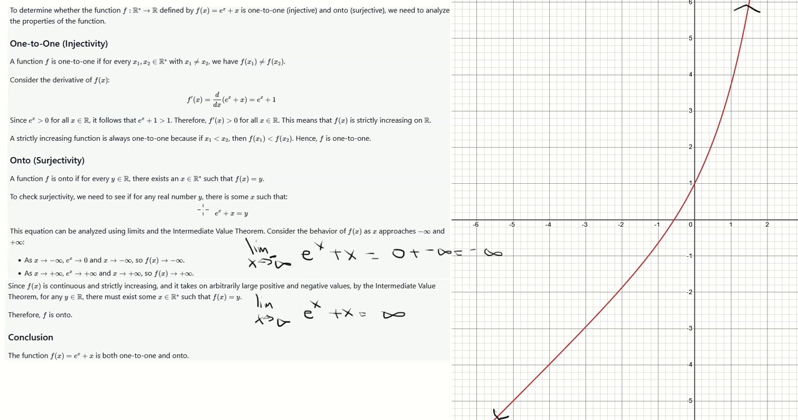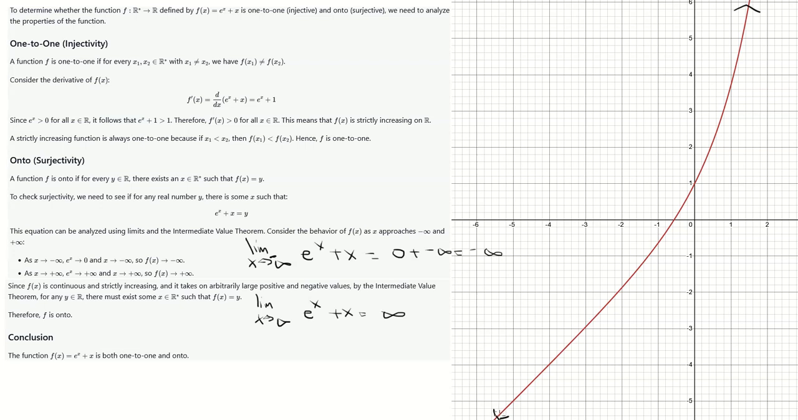And we know that e^x + x is a continuous function. And it's increasing. So by the intermediate value theorem, all the values between negative infinity and infinity will have an x value. So for any y that's a real number, there must exist some x that is part of R* such that f(x) equals y.